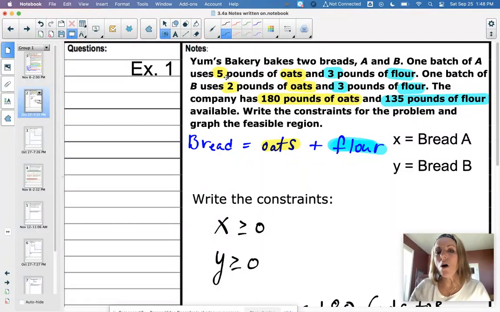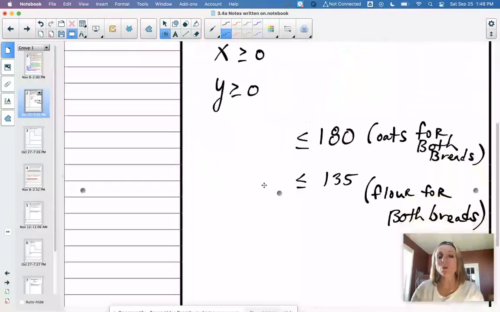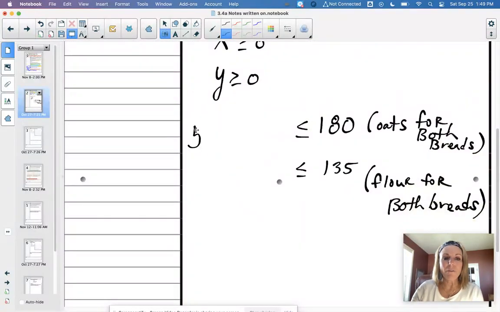So now let's put all the yellows. I highlighted it to show what was oats. Well, batch A, remember A goes with X and B goes with Y. Batch A uses 5 pounds of oats. B uses 2 pounds of oats. So therefore, when we write our inequality that goes with the oats, we're going to have 5x plus 2y is less than or equal to 180.